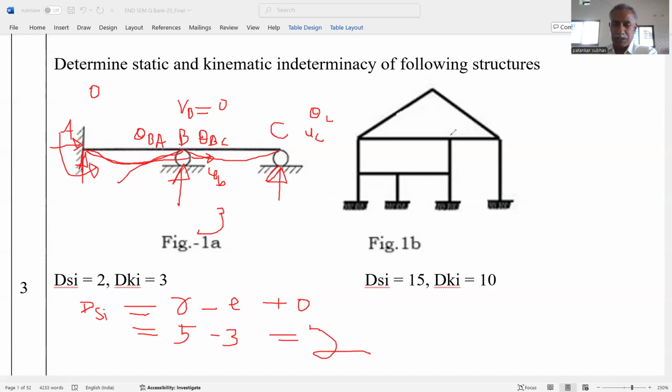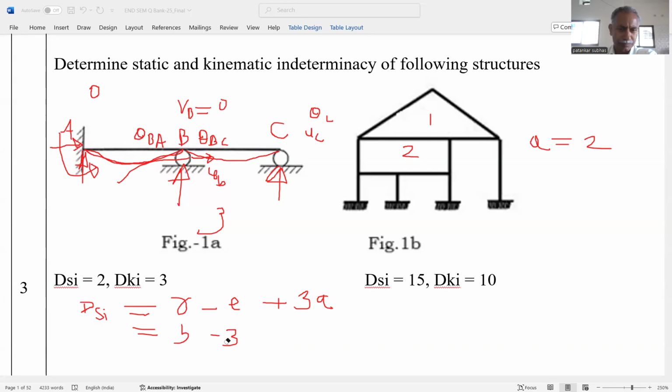Okay. But in case of the frame, in this frame, these are the closed areas. This is the 1 and this is the 2. Therefore, the value of A, that is the closed area, is equal to 2. So DSi, the formula is the same, but external is equal to R minus E, and internal is equal to 3 times A.